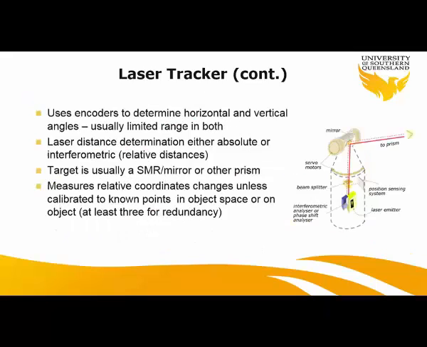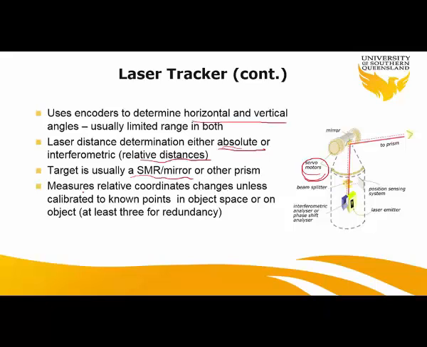As I explained, laser tracker uses angle encoders to determine the horizontal and vertical angle. As you can see, we have a servo motor exactly the same as the total station, and we have a beam splitter and interferometric system which can be used for measuring the relative distance. So I can measure both absolute and relative distance. As a target, we use the SMR or specific target, which is only for laser tracker. I will show you the example of that, and we are going through that.